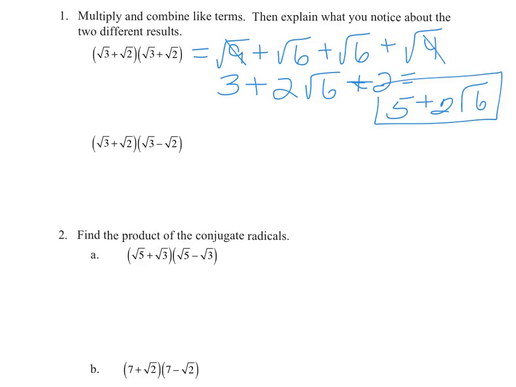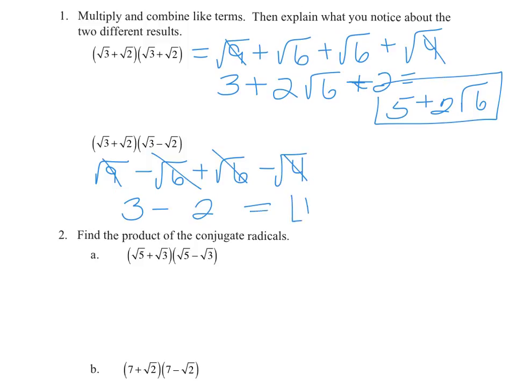Let's take a look at the second two binomials that we have to multiply here. So radical 3 times radical 3 is going to be a radical 9. Radical 3 times a negative radical 2 is a negative radical 6. Positive radical 2 times a positive radical 3 is a positive radical 6. And a positive radical 2 times a negative radical 2 is a negative radical 4. Square root of 9 is 3. The radical 6s cancel each other out. Minus the square root of 4 is 2. So my final answer here is 1.